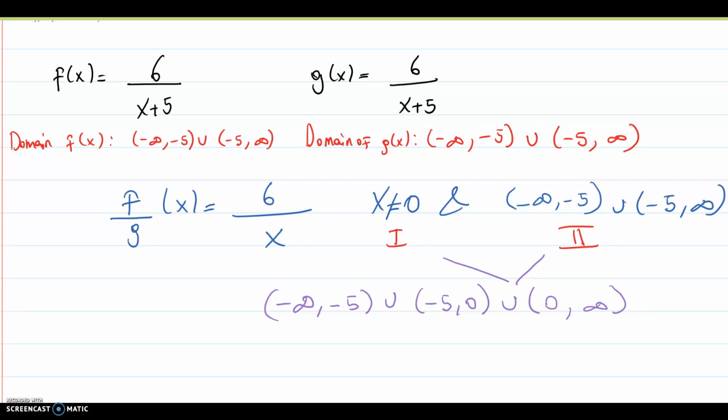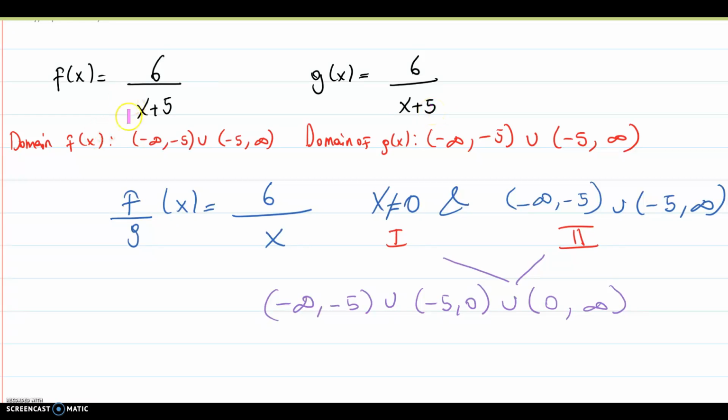I have solved it and I want us to go together with the solution. So we do have an f of x function. It is 6 over x plus 5. We do have g of x, that's x over 6 over x plus 5.